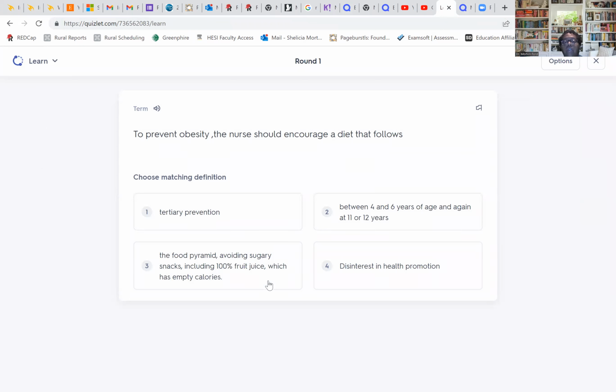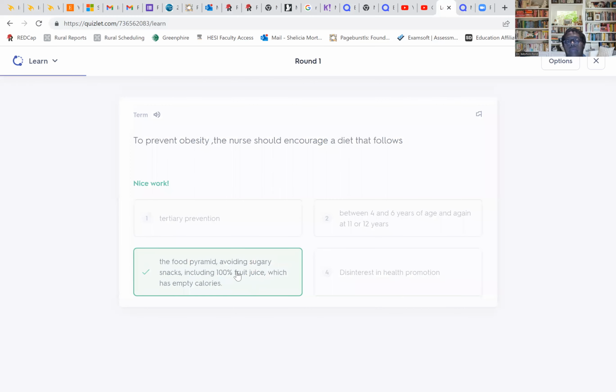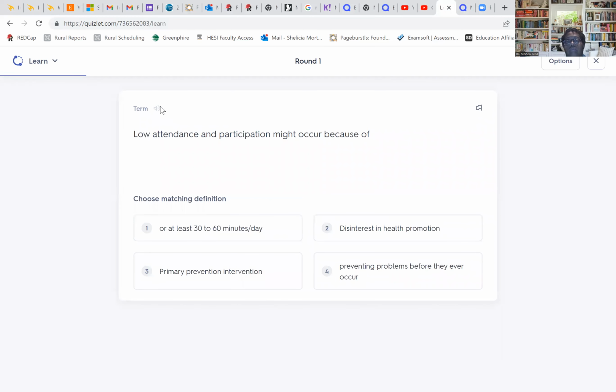To prevent obesity, the nurse should encourage a diet that follows the food pyramid. You want to avoid the sugary snacks, including 100% fruit juice, because those are empty calories. Low attendance and participation might occur because they may not be interested in the health promotion. The community members just might not be interested in the topic you have set for that day.